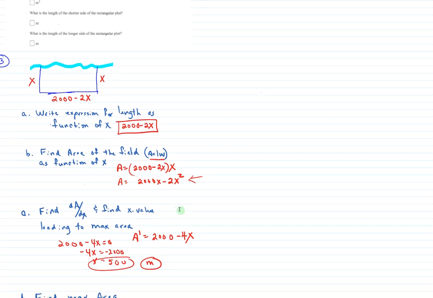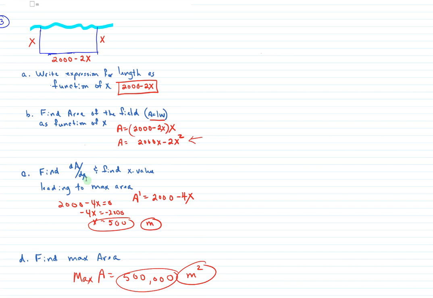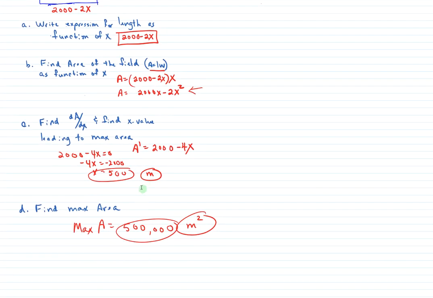All right, C part, find dA/dx. So find the derivative of this and find the x value. So the derivative is 2,000 minus 4x. That's the derivative. Set that equal to 0. Solve it, and you get x is 500. So this is 500, and this is 500, and this would end up being 1,000. So C part was find the derivative and then get that x value.